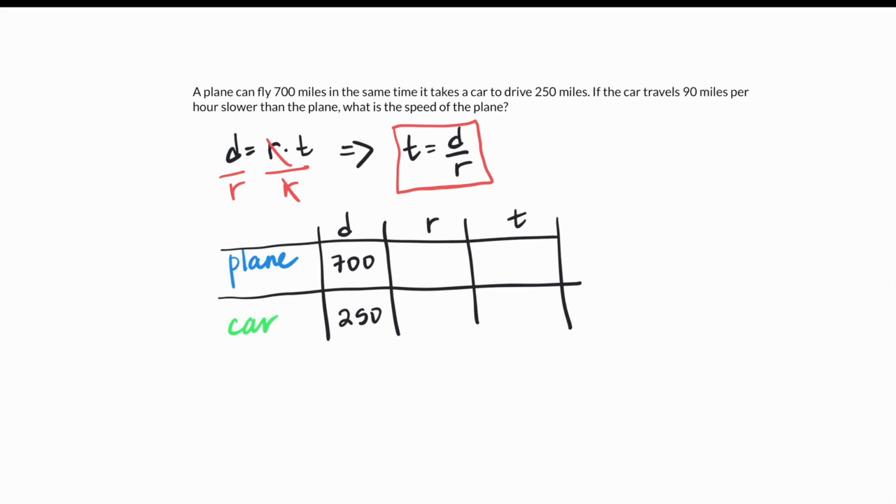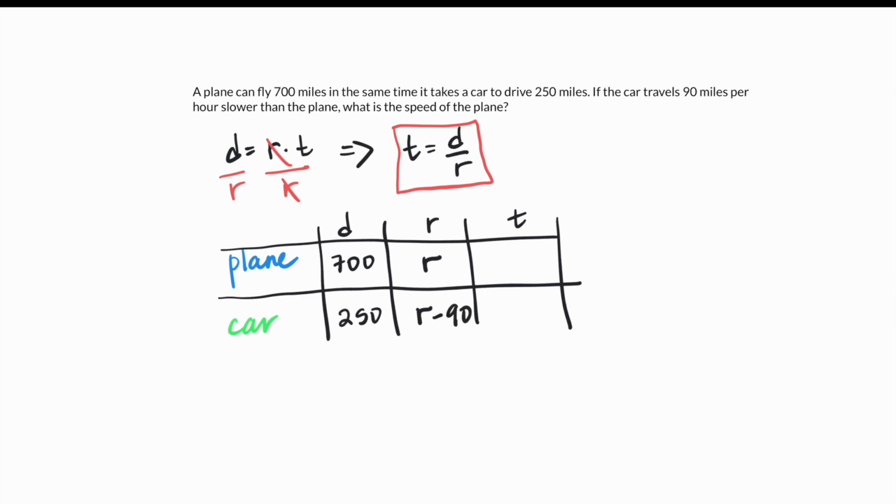The rate, while I don't have a specific number for the rate, I do know that the car goes 90 miles per hour slower than the plane. So whatever the speed of the plane is, to get to the speed of the car, we would have to subtract 90 from it. So for the plane, I'll just make the speed r. I don't have a number, so I'm making that a variable. And for the car, then it will be r minus 90.